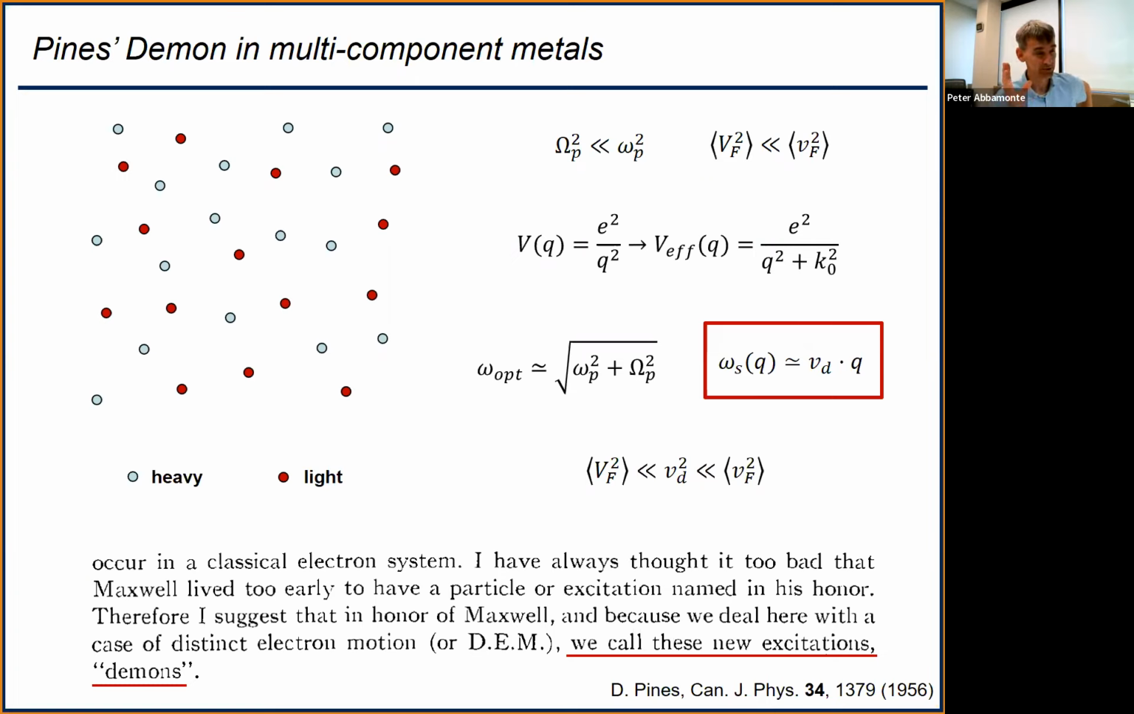Okay. I can regurgitate some intriguing ideas that I've heard from Piers Coleman and others that demons may actually be required to exist because of gauge invariance. Mm. Let me save that to the end.